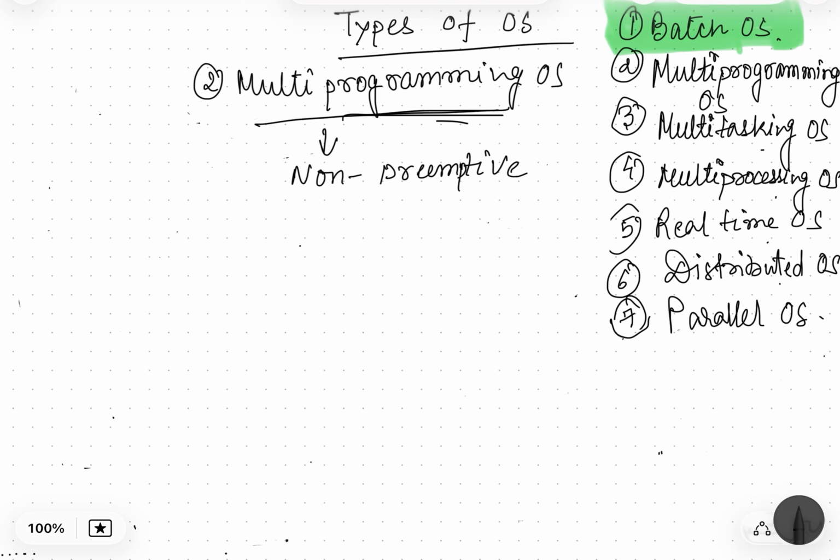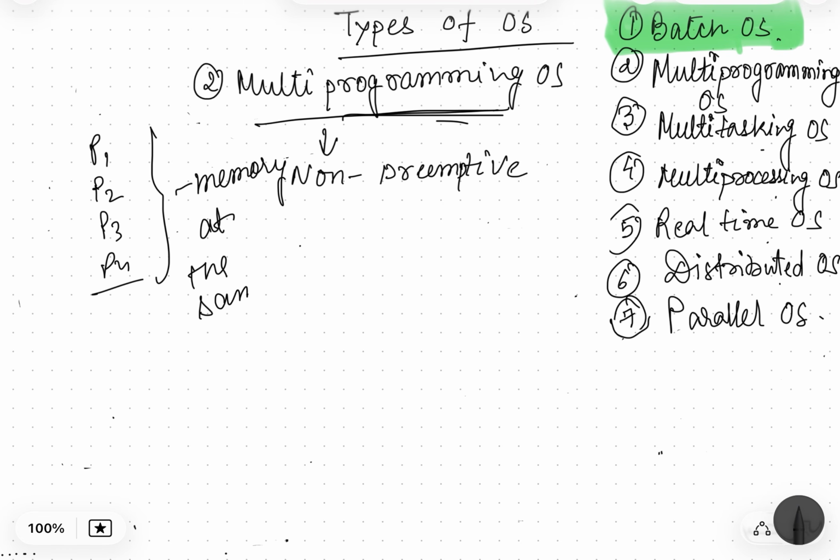So in a multiprogramming OS, what happens? Basically there are many processes, suppose P1, P2, P3, P4, there are many processes in the memory at the same time. So when one process enters the CPU, suppose this process P1 is given to the CPU, as I have told you, what happens in case of non-preemptive? This process cannot leave the CPU before its termination.